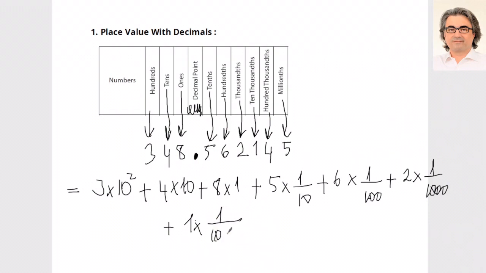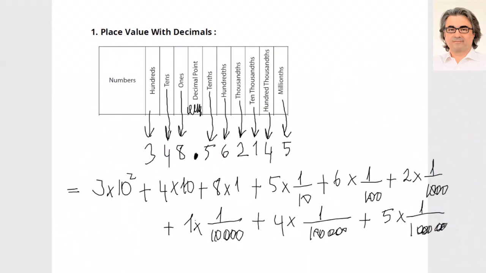10,000, this number. And what about this? 100 thousandths. How many? I have 4. 4 times 1 over 100,000. And last, 5 millionths. It means 5 times 1 over 1 million. That's all.